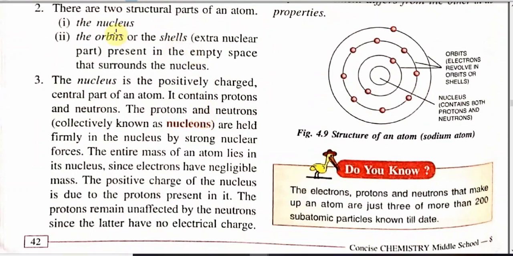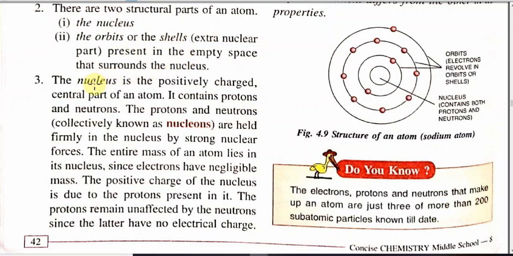Nucleus means center. Second is the orbit or shell. What is orbit and what is shell? They are the extranuclear part, circular in shape, in which an atom's electrons revolve.